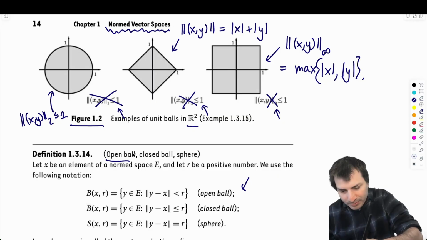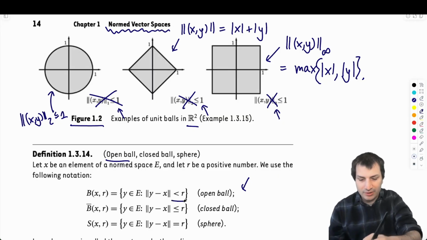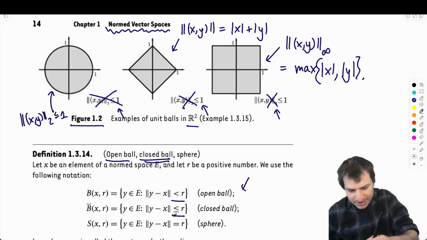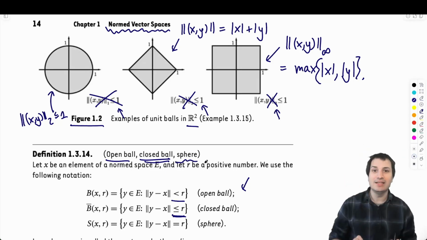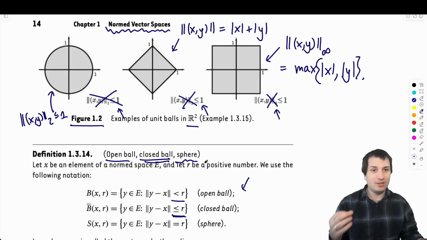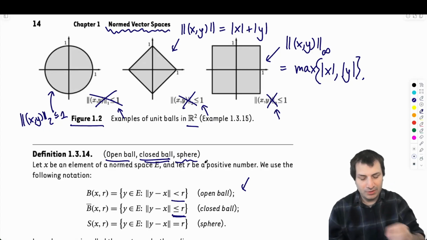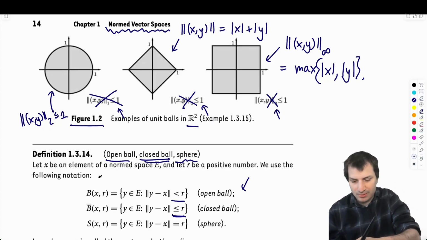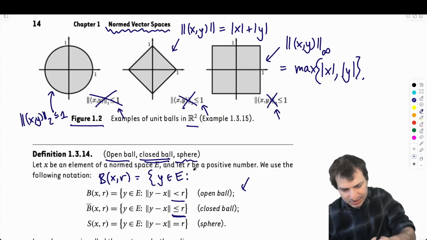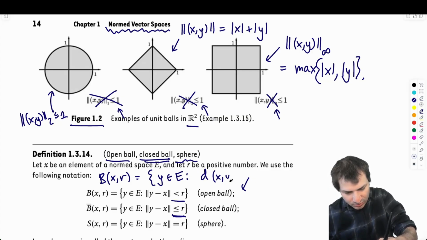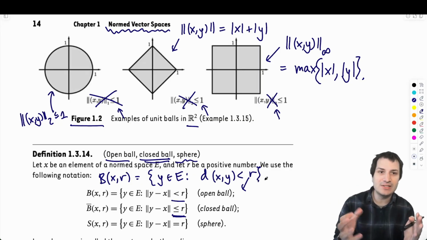So these are the open ball, that's if you do less than r. The closed ball is if you do less than or equal to r. And the sphere is the sort of edge where it's exactly equal to r. And once again, I think you should think of this as distances. In an ordinary metric space, you would say the ball of radius r around x is the set of points y in the space such that the distance from x to y is less than r. And that's exactly what we're doing here. We're just measuring distance using the norm.